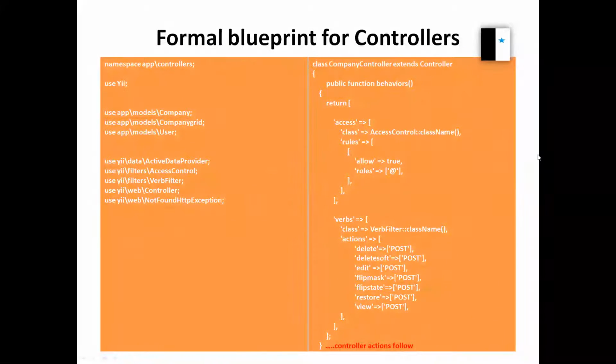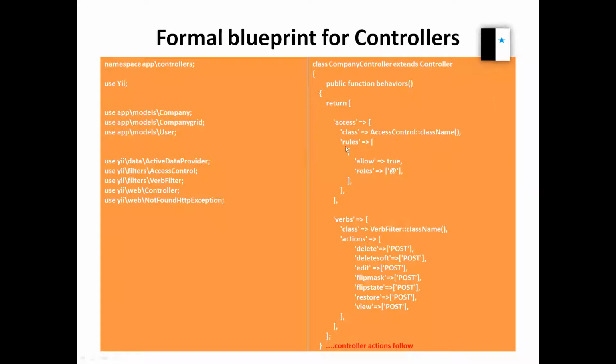We conclude by presenting a formal blueprint for writing controllers. You start by defining all models that will be used in your controller. You define then all libraries. Then comes the controller definition itself: class CompanyController extends Controller, the familiar function behaviors.